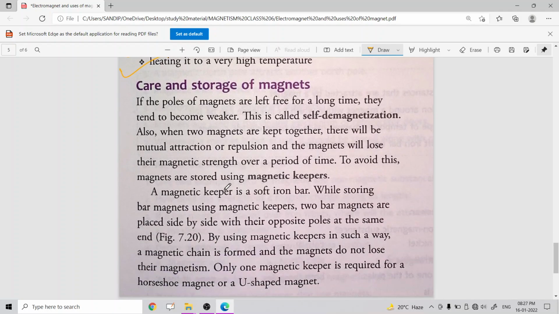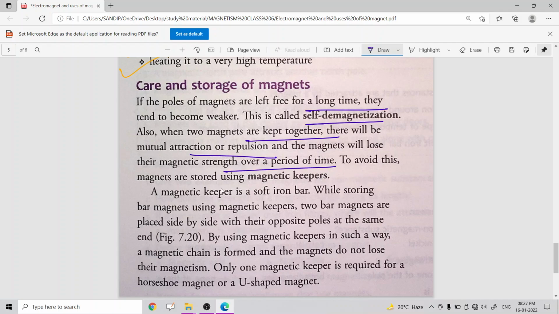Here you have to take care in the storage of the magnet. What are the cares? Generally, if the poles of a magnet are left free for a long time, they become weaker. This is called self demagnetization. Also, when two magnets are kept together, there will be mutual attraction or repulsion, and the magnets will lose their magnetic strength over a long time.